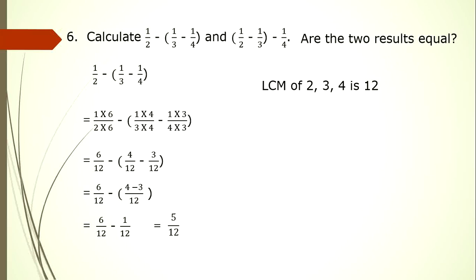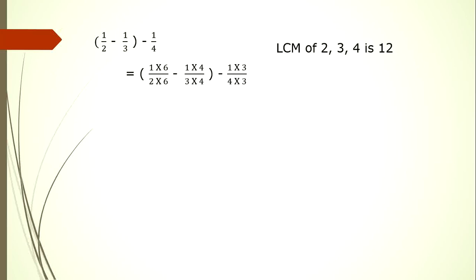Now we'll go for the second part of the question: 1 by 2 minus 1 by 3, in brackets, minus 1 by 4. Here also observe carefully, children, we have 1 by 2 minus 1 by 3 in the bracket, which needs to be simplified first. Now we take the LCM of the denominators. 2, 3 and 4 LCM is 12. So 1 by 2 into 6 in numerator and denominator, 1 by 3 multiplied with 4, and 1 by 4 multiplied with 3 in the numerator and denominator.